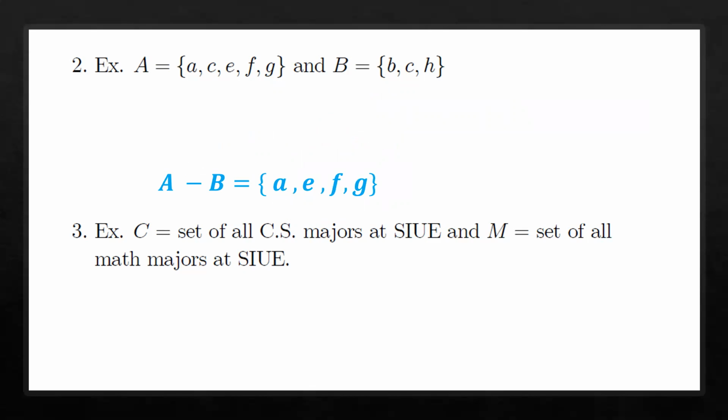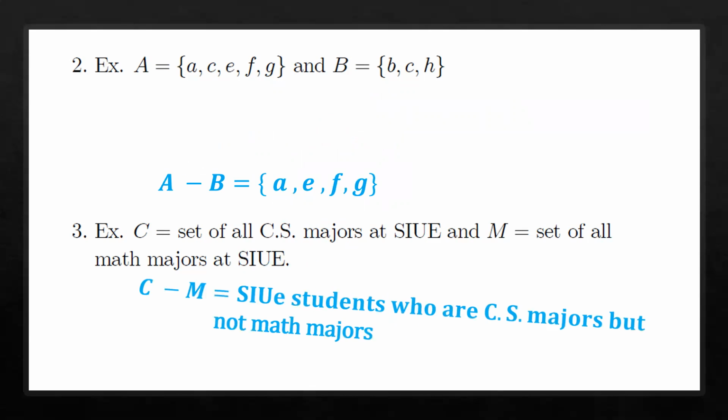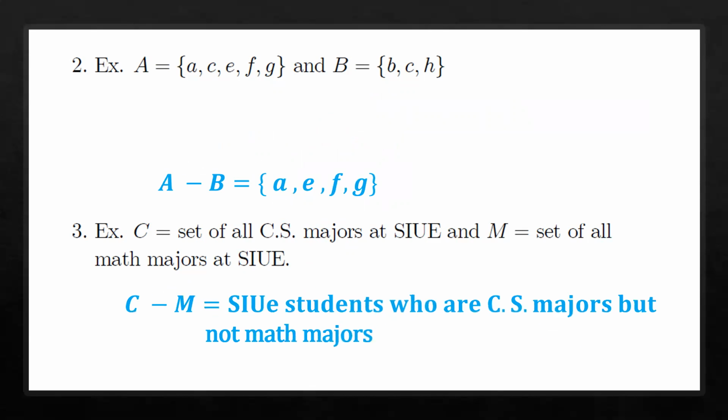So if we have C be the same set it's been for computer science majors, M is math majors, then whenever we do C minus M, we actually get SIB students who are CS majors. So they have to be CS majors, but they cannot be math majors.